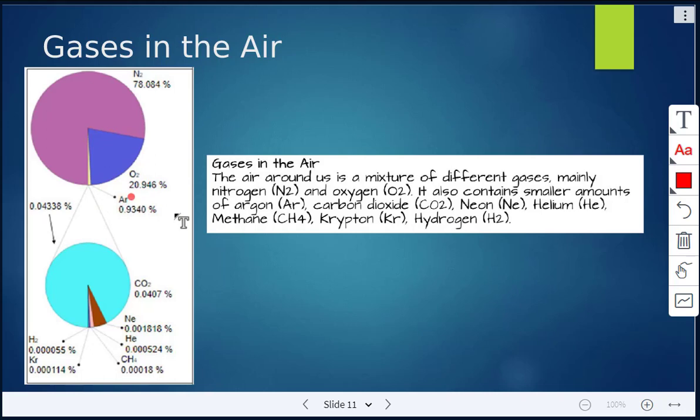Carbon dioxide, which is CO2. Neon, Ne. Helium, He. Methane is CH4. Krypton is Kr. And hydrogen is shown by H2.